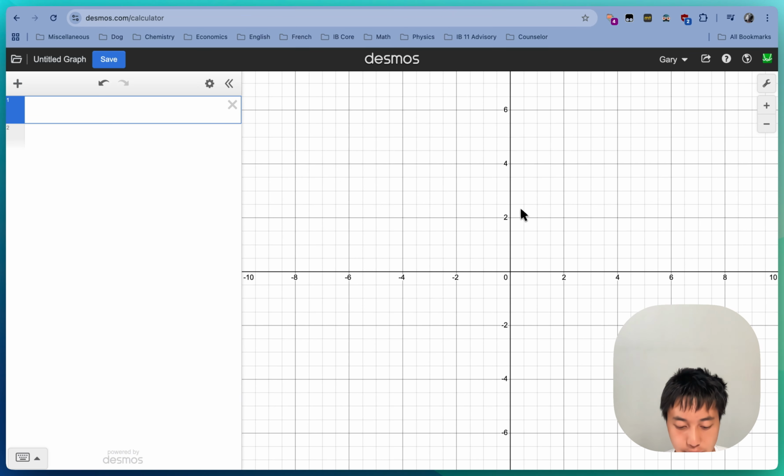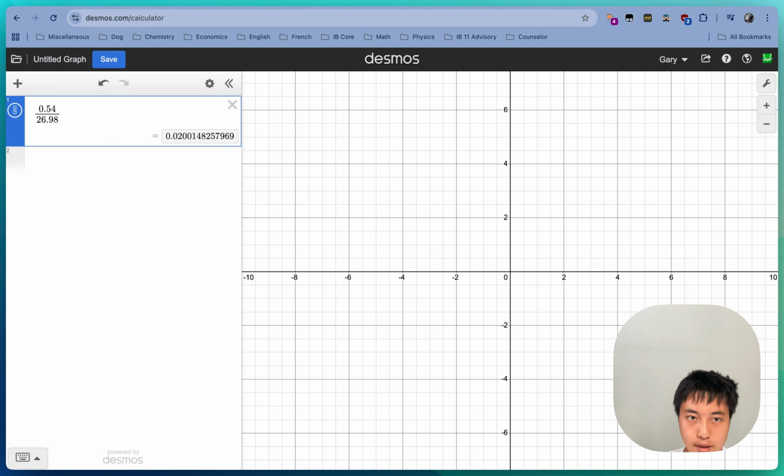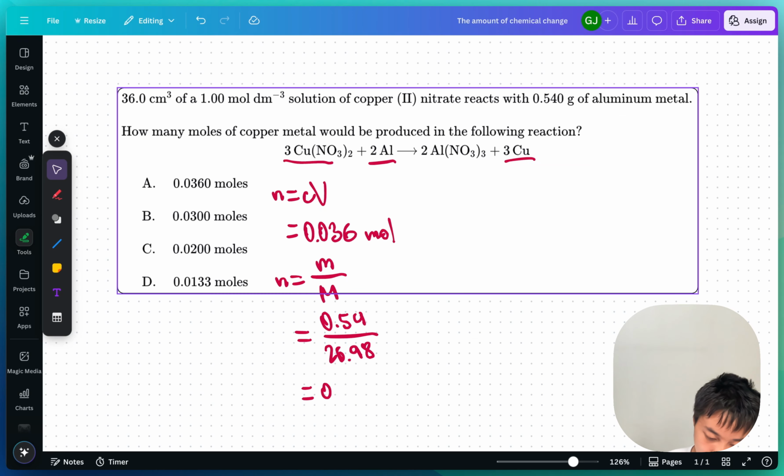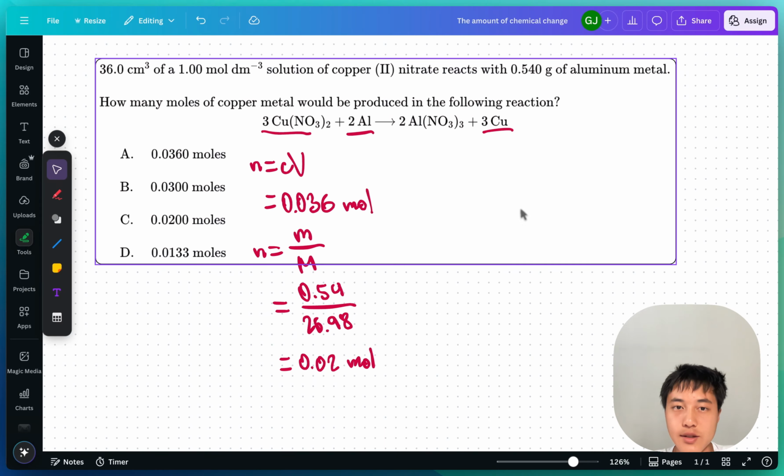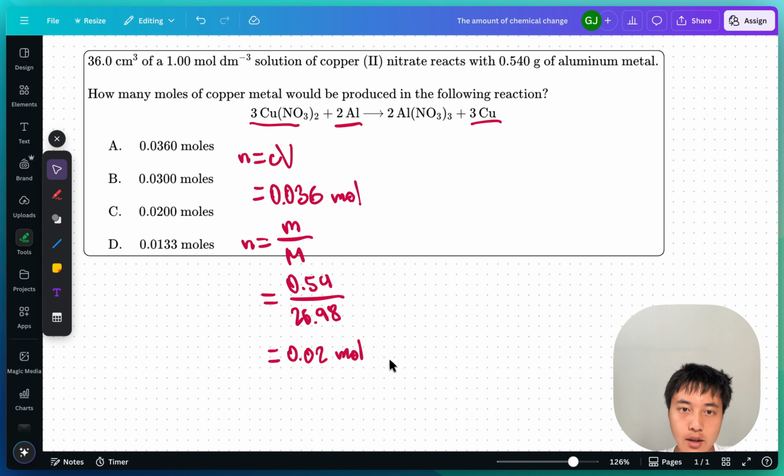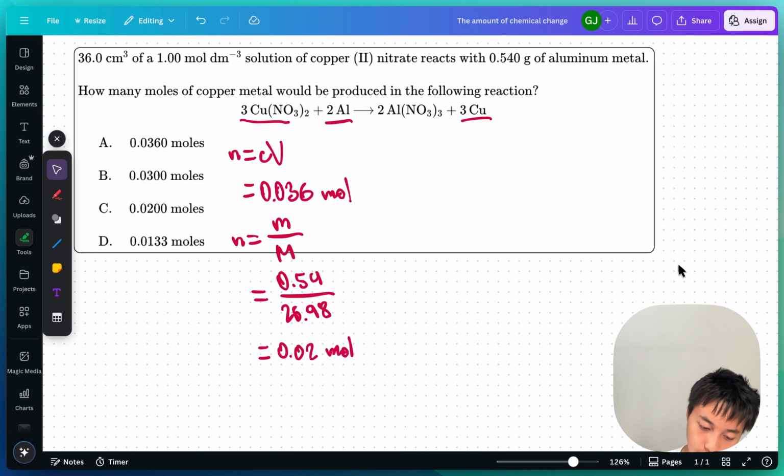And let's put this in the calculator. So 0.54 divided by 26.98, around 0.02 mole. Okay. This isn't the final step though. We can see that they also have different amounts of moles in the reaction. So we have to convert it with respect to that number, essentially.